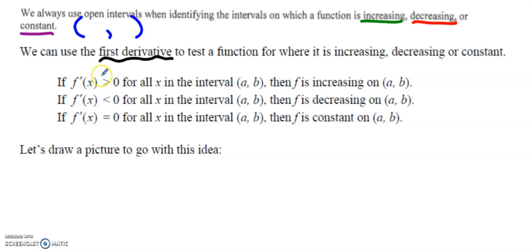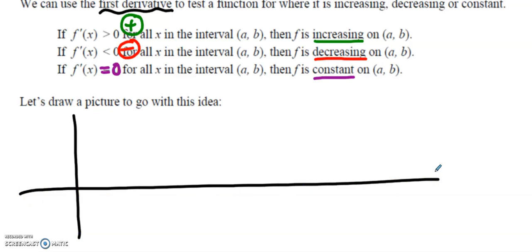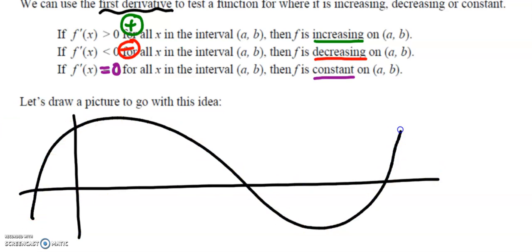So if f prime is greater than 0, that means that f prime is positive, then f, the original function, will be increasing. If f prime is less than 0, well, less than 0 means negative, then f is decreasing on that interval. And if f prime is perfectly equal to 0, even for a brief second, we would say that f is constant. So let's draw a picture to go with this idea. Just go ahead and sketch a graph that looks kind of like mine. Don't worry too much about it.